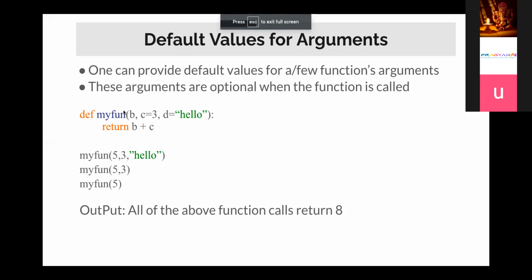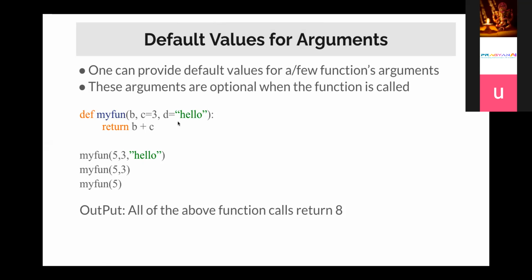So how should I call this function? For example, if this is the function I have written, I can call it using the same function name and the arguments. I can pass B first. Now 5 will be assigned to B, 3 is assigned to C and hello is assigned to D. So I can pass all values. Even if a default is assigned, I can still pass the values.